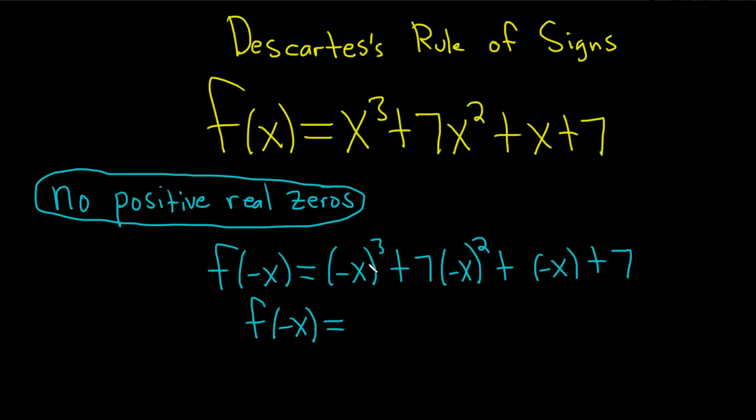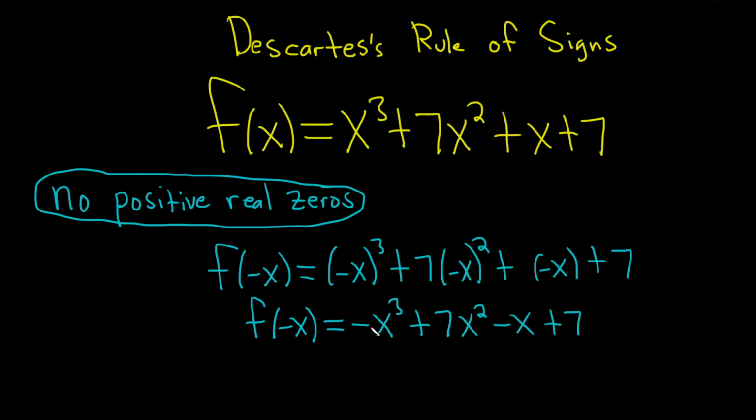So because it's cubed, we're going to keep the negative. So this will be negative x cubed. Right, whenever it's odd, the negative stays. Whenever it's even, it goes away. This will become plus 7x squared. This one's minus x plus 7.